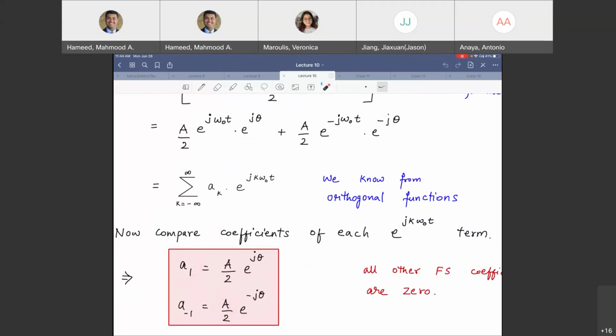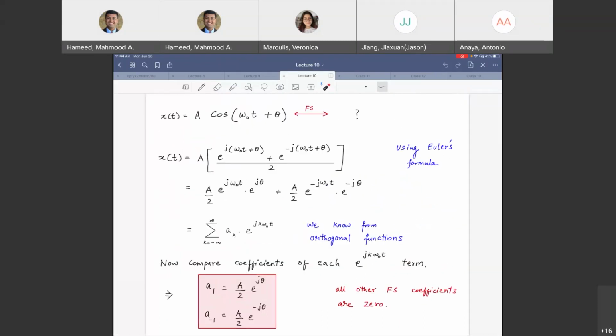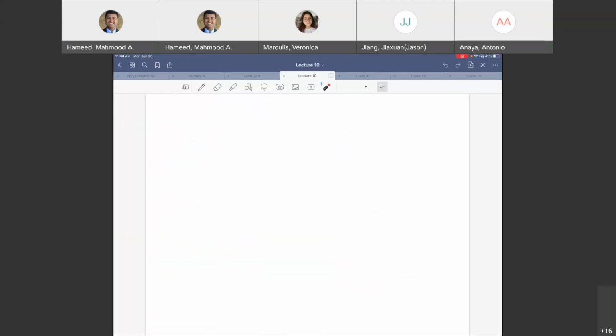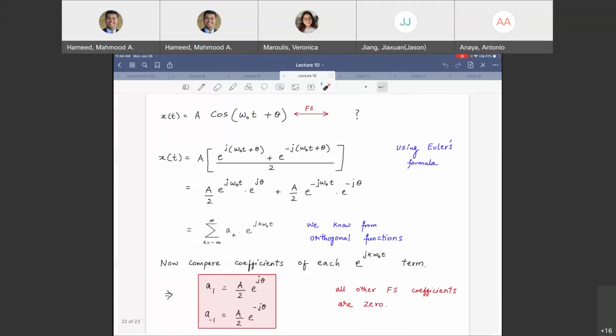So the Fourier series coefficients of a cosine are what? A sub 1 and a sub minus 1, each A divided by 2. How can you express this in a different form? Well, you can talk about the magnitude and phase, right? What would be the magnitude? A over 2, right? A over 2 here and A over 2 here. So on a k axis, you will get A over 2 there, A over 2 there. That's it, right? Nothing else.